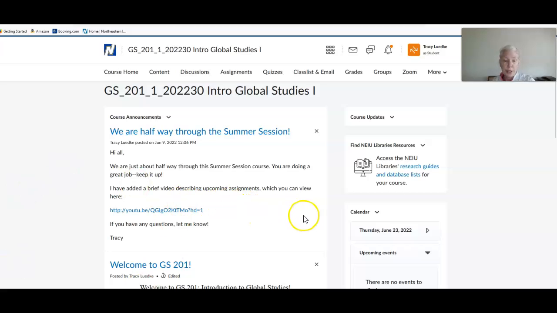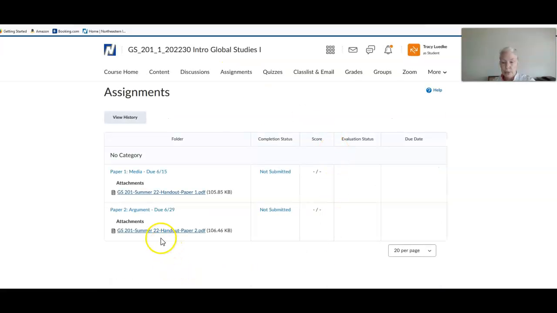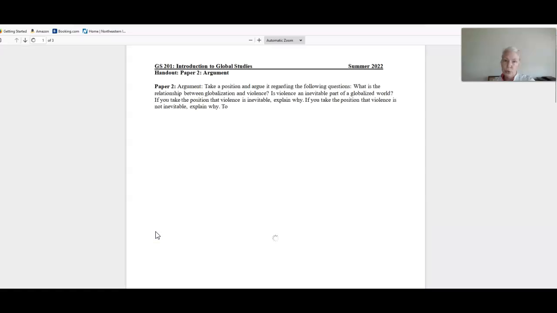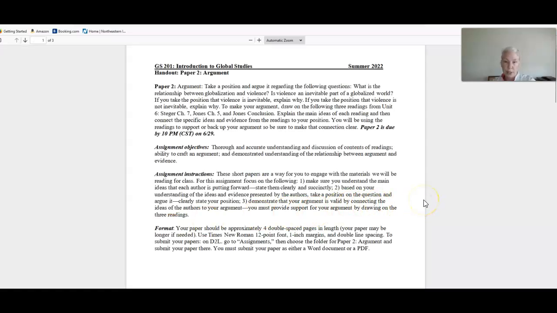So here we are on the home page of our D2L site. I'm going to go to assignments, and I'm going to go to the handout for paper 2, which is again due on the 29th. So for paper 1, you were talking about global media, and what I had you do for that paper is to identify an example of global media, and then talk about 3 of our readings about the media and connect your example to those readings. This paper is going to be a little bit different. In this paper, you're going to be making an argument, okay?